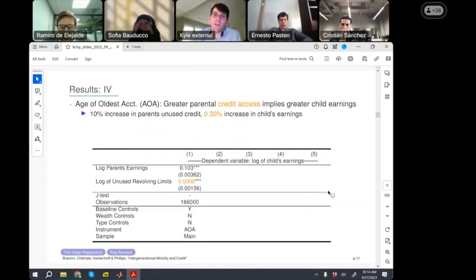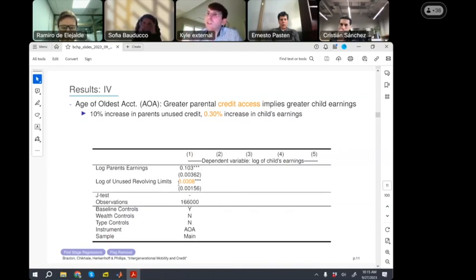All right, so let's talk about the age of the oldest account first. This applies to the broadest sample. And I'm going to give you some rebuttal to a couple of the potential threats to exogeneity here. So with greater parental credit access, once we instrument, the coefficient increases. This is not what we expected. We expect the instrument to lower the coefficient slightly, but the local average treatment effect, those whom the age of the oldest account nudges to invest more in their kids, is probably the lower income sample. We're going to discuss this more in a moment.